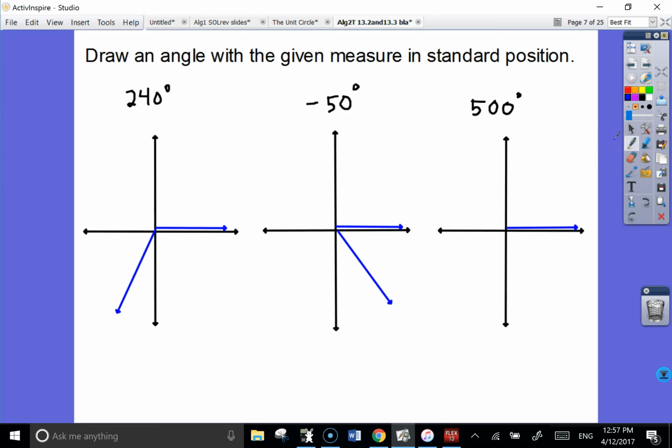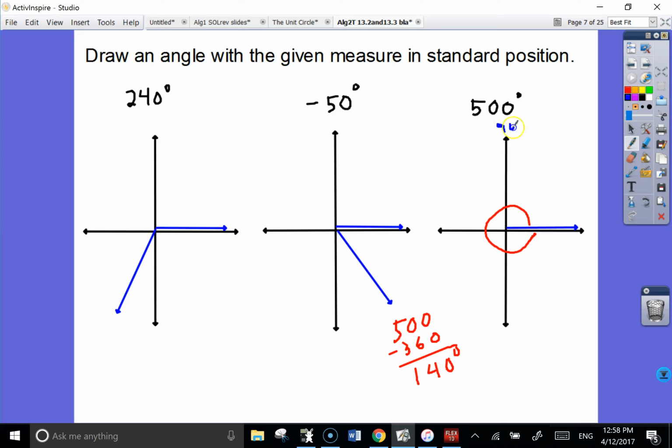If you get an angle which is not between 0 and 360, then add or subtract 360 so that it is, and you'll find that position. For 500 degrees, we're going to go around one whole time, and then we're going to keep going. So it's easier to do this: 500 minus 360 is 140 degrees. So that's what we're trying to find. Where's 140 degrees?